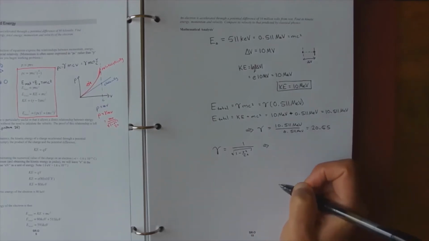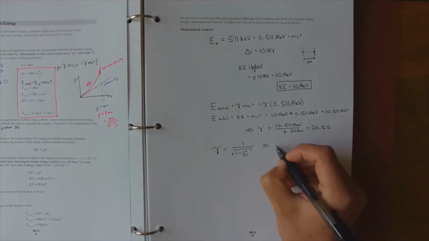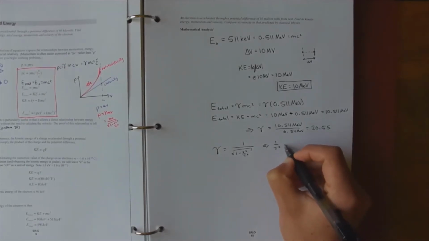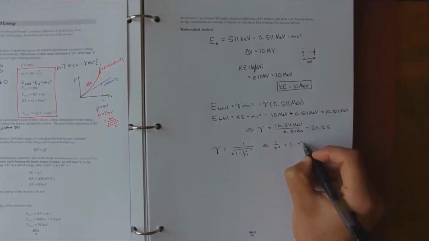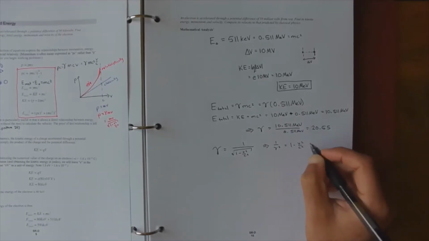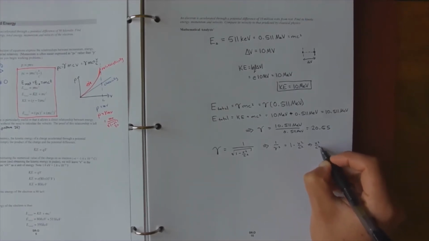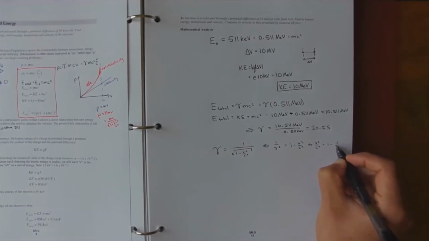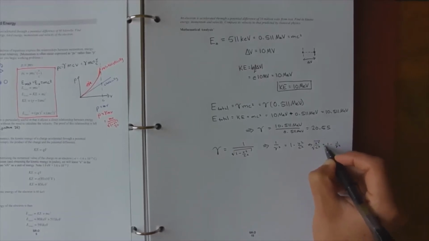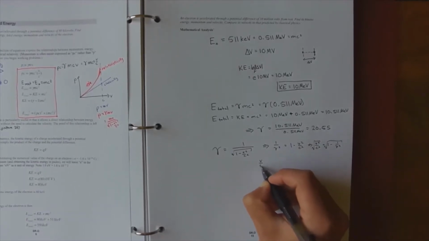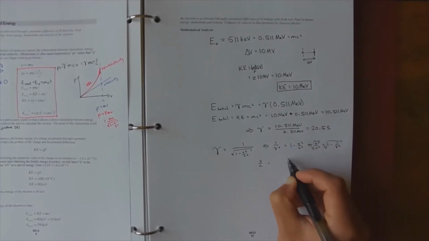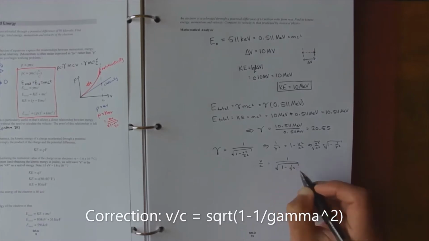Therefore, we can square both sides and take the reciprocal of both sides, and that will get us 1 over gamma squared is equal to 1 minus v squared over c squared. And then we want to solve this for v over c. So rearranging a little bit, we have v squared over c squared is equal to 1 minus 1 over gamma squared. Then take the square root of both sides, and you have v over c is equal to the square root of 1 minus 1 over gamma squared.